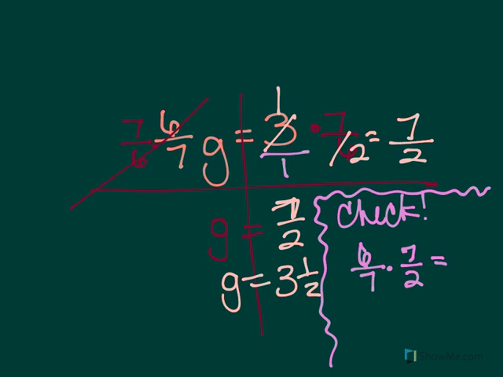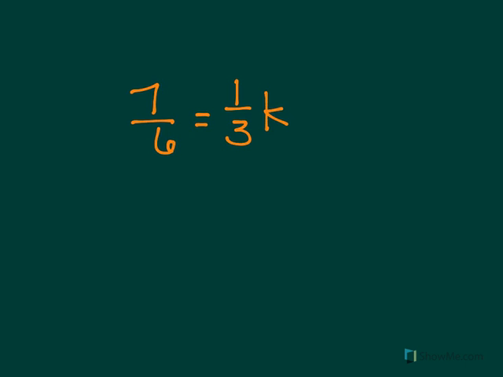So let's see, can I cancel anything? Yes, I can divide those both by 2, so that becomes 1 and that becomes 3. And I can also cross out those 7s, right? 7 and 7 can cross out and both become 1. So 3 times 1 is 3, 1 times 1 is 1, which just equals 3. So yes, 6/7 times 7/2 does equal 3. So that means g does have to be 7/2 or 3.5. So I was correct.